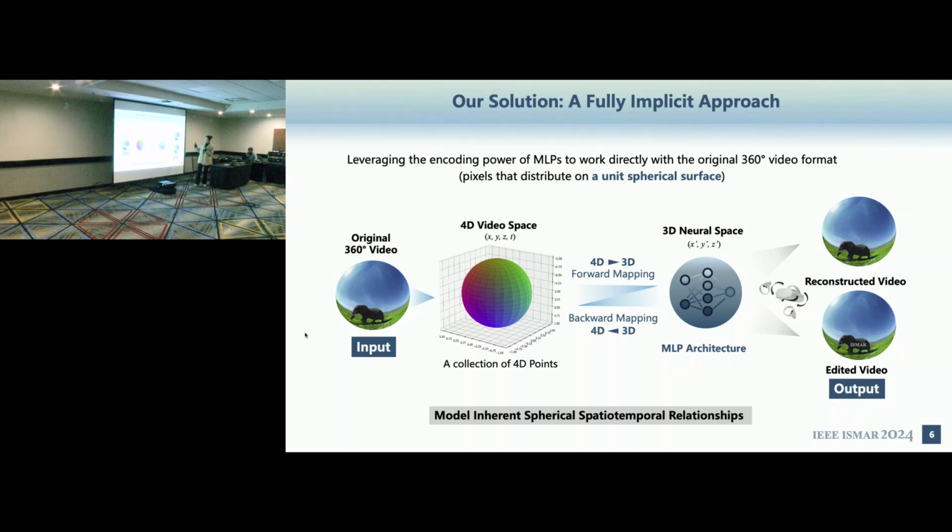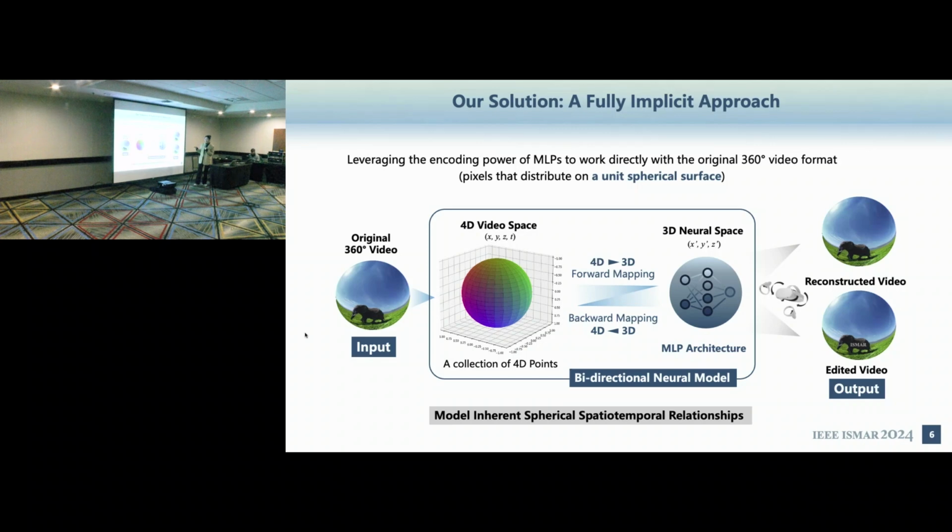In this pipeline, we encode this 4D point into a 3D neural space to encode the global correspondence throughout the whole video. In addition, to enable intuitive editing, we developed a bidirectional neural model, which uses lightweight MLPs to support the bidirectional mapping between the original video space and the learned 3D neural space.